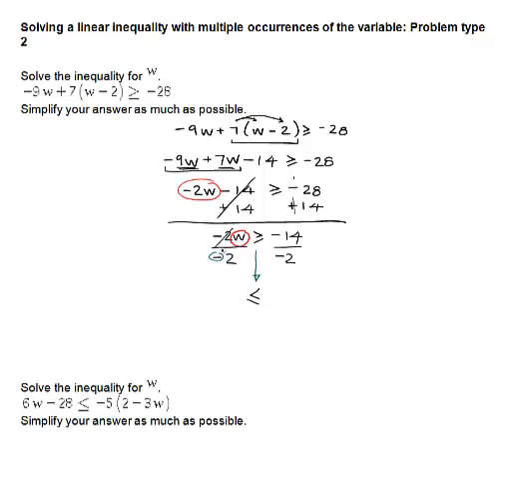Now I can just do the math. My negative 2's cancel to a 1. I get a 1w, and I have a negative 14 divided by a negative 2, which is a positive 7. Now remember, the reason I switched my inequality sign was because I divided by a negative number. Okay, so that's my answer. Let's try another one.